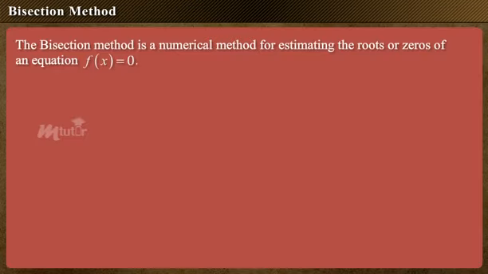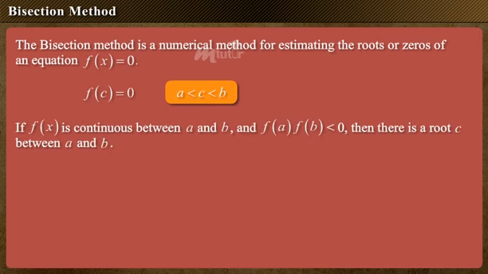The bisection method is a numerical method for estimating the roots or zeros of an equation of the form f of x is equal to 0. This method helps to narrow down within the given interval a, b to find the zero of an equation. We can also define the bisection method as follows. If f of x is continuous between a and b, and f of a and f of b are of opposite signs, then there is a root c between a and b.